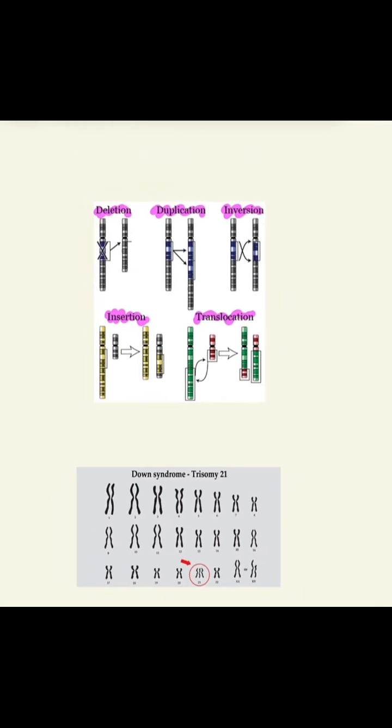Okay, so to summarize, errors during crossing over in meiosis can produce insertions, deletions, duplications, and inversions, all involving changes to chromosome segment arrangement. Translocation involves segments moving between non-homologous chromosomes. Aneuploidy results from non-disjunction, which is the failure of chromosomes to separate correctly, which produces gametes and offspring with an abnormal chromosome number such as trisomy or monosomy.